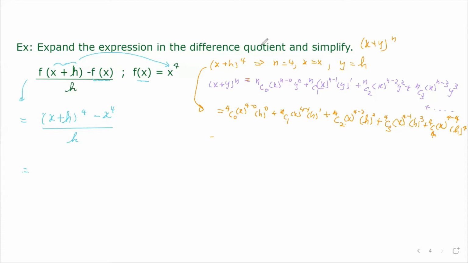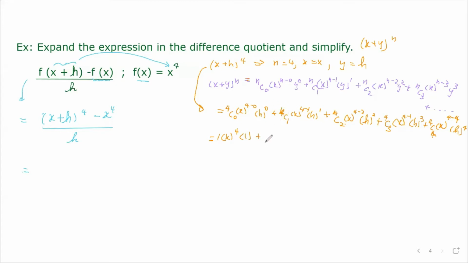Simplify. 4c0 is what? 1, correct? Times x power 4 minus 0, so we have x power 4. h power 0 is a 1. Plus this one 4, okay?